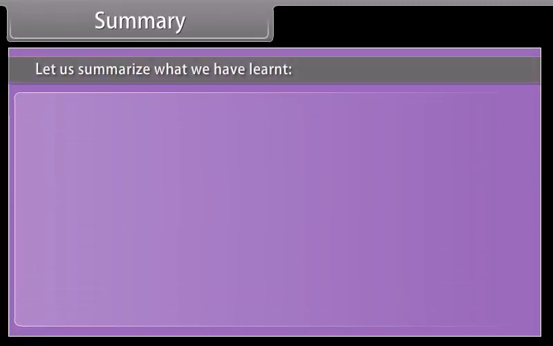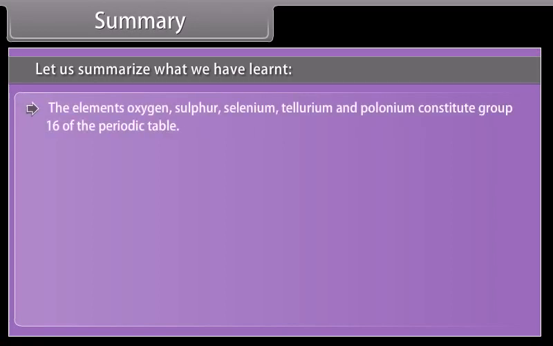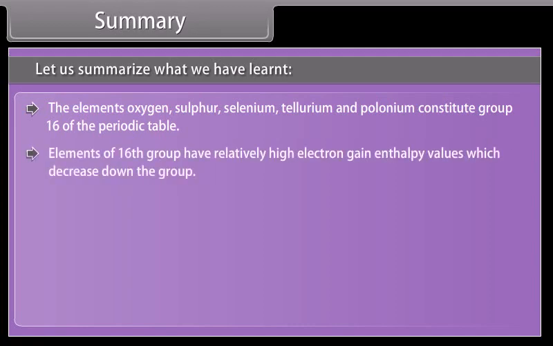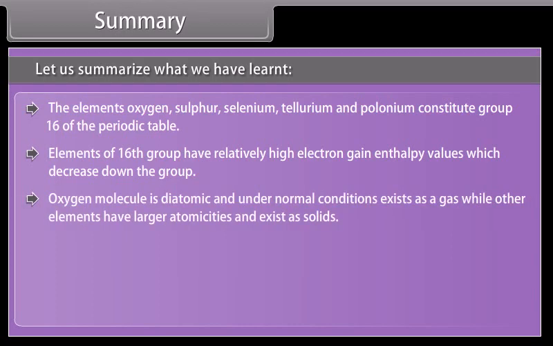Summary. Let us summarize what we have learnt. The elements oxygen, sulfur, selenium, tellurium, and polonium constitute group 16 of the periodic table. Elements of the 16th group have relatively high electron gain enthalpy values, which decrease down the group. The oxygen molecule is diatomic and under normal conditions exists as a gas, while other elements have larger atomicities and exist as solids.